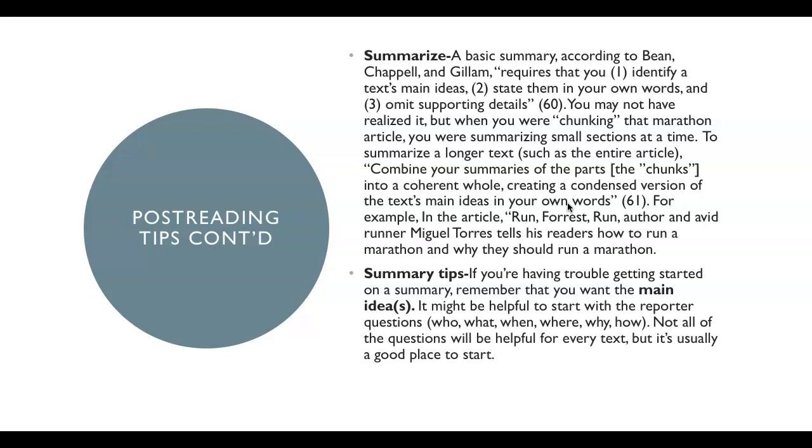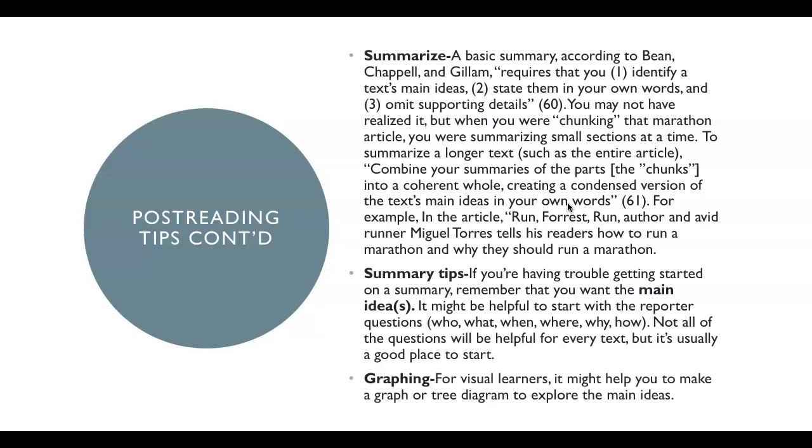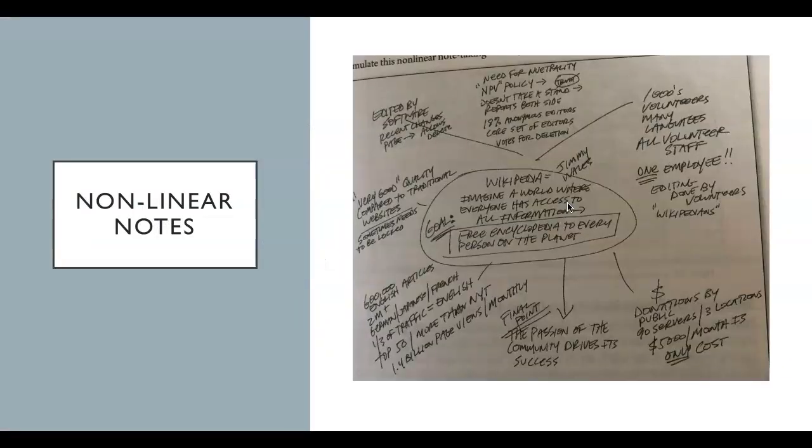If you're having trouble getting started on a summary, think of the reporter questions: who, what, when, where, why, and how. They don't always help you with every single question, but it's usually a really good place to start. And some of you would prefer graphing, especially if you're a visual learner, but not necessarily of words. You do better with pictures. Then it might help you to make a graph or a tree diagram to explore the main ideas. And there is a picture of a nonlinear graph. So you're not just writing sentence after sentence on lined paper. You've got the main idea in the middle, and then maybe different supporting, but still main ideas around the outside.